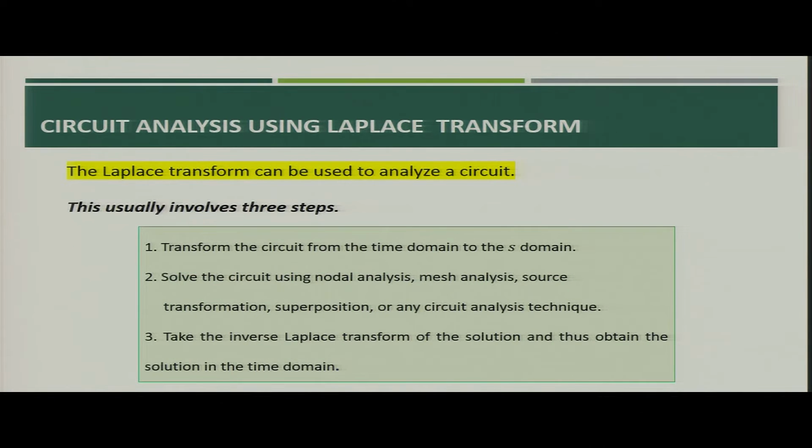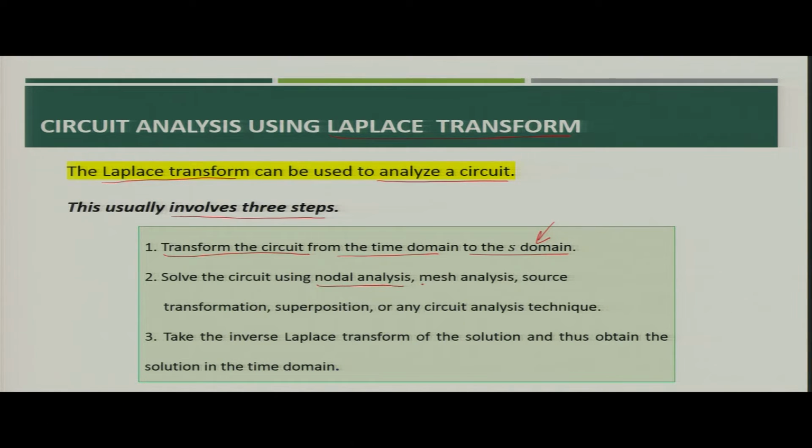Now, let us talk about how we will do circuit analysis using the Laplace transform. The Laplace transform is considered one of the best techniques for analyzing an electrical circuit. It involves three major steps. One is that you transform the circuit from time domain to S domain. It means that whatever circuit elements you have in the electrical circuit, all will first be transformed into S domain, and then we will solve the circuit using the circuit analysis techniques which we discussed in the previous classes.